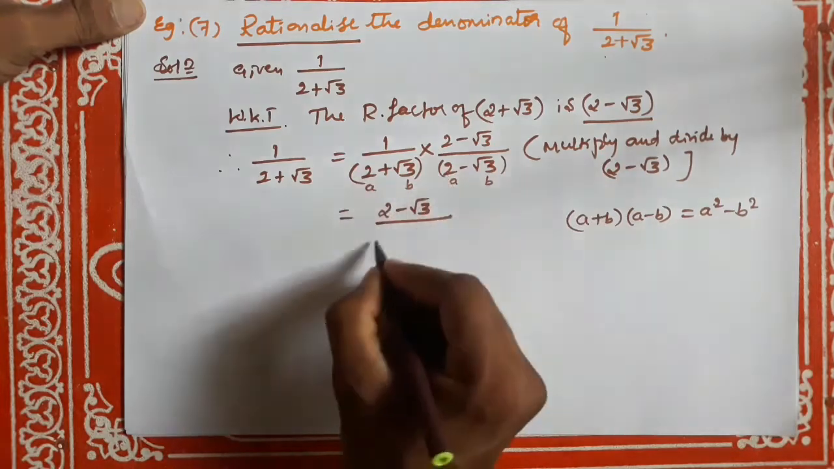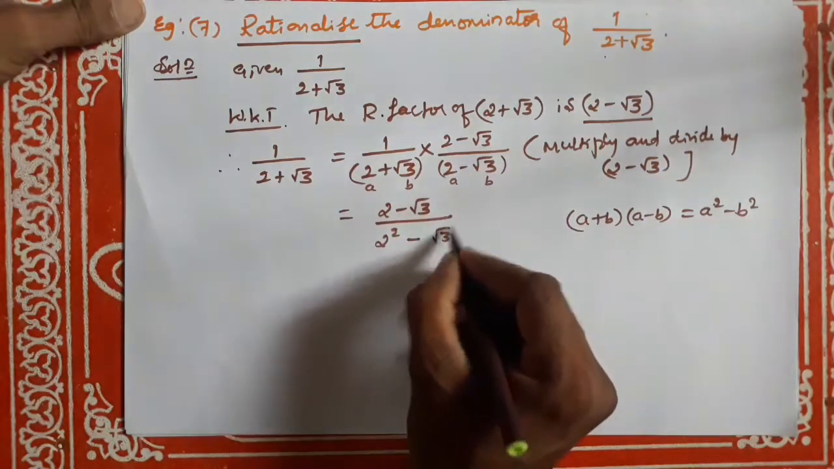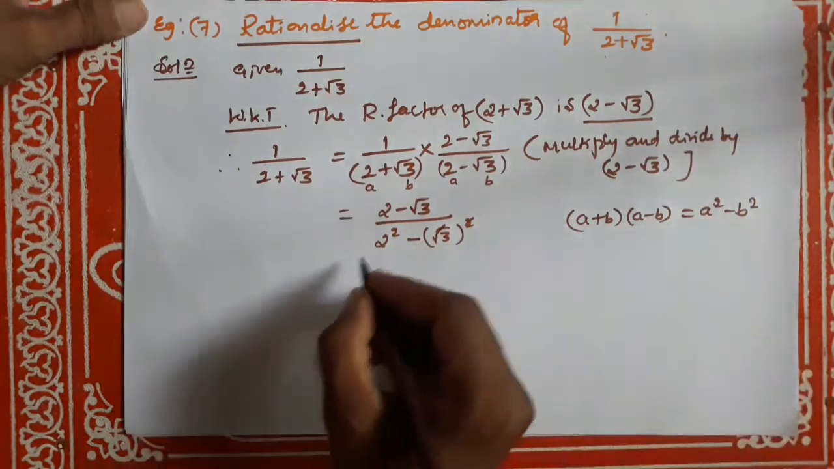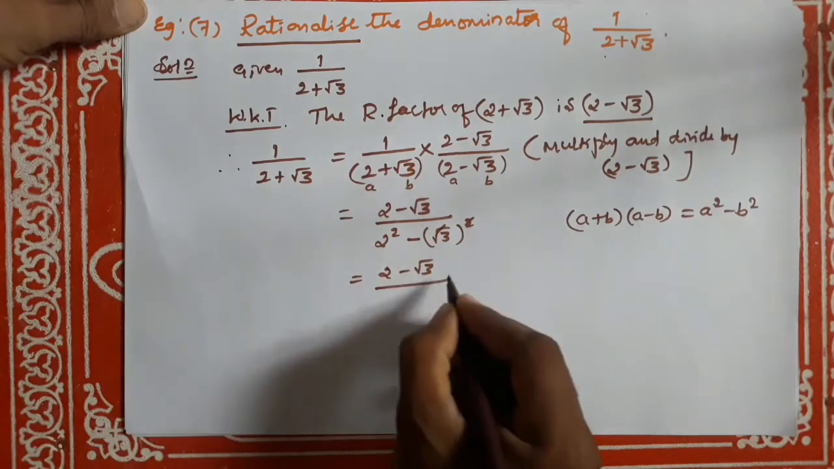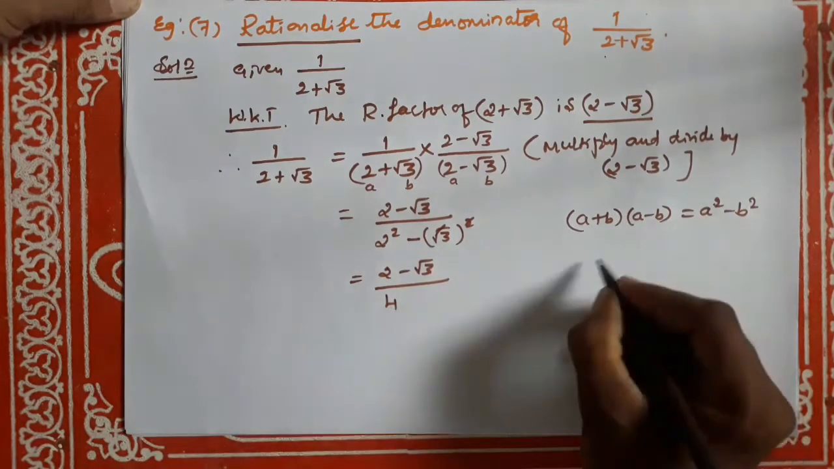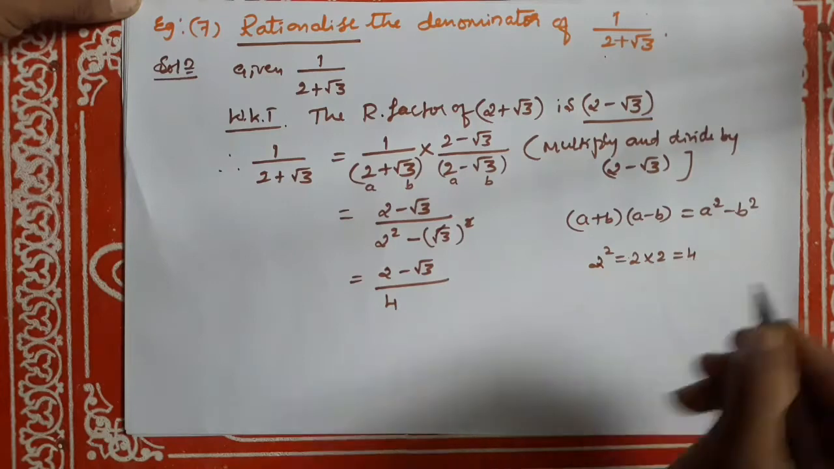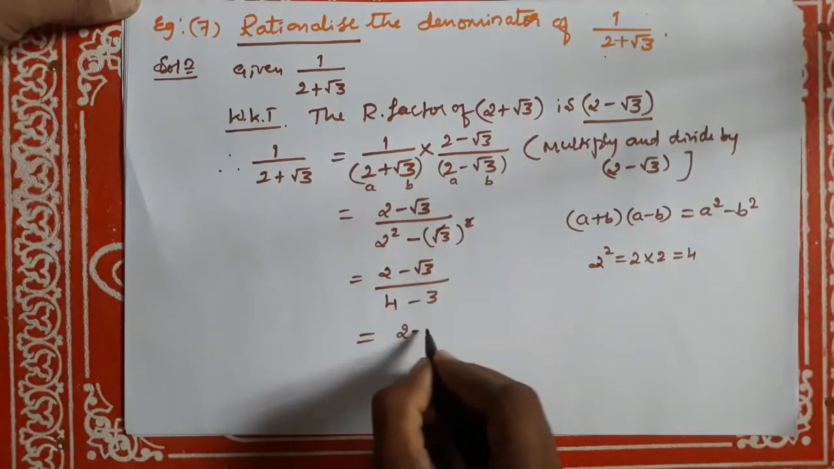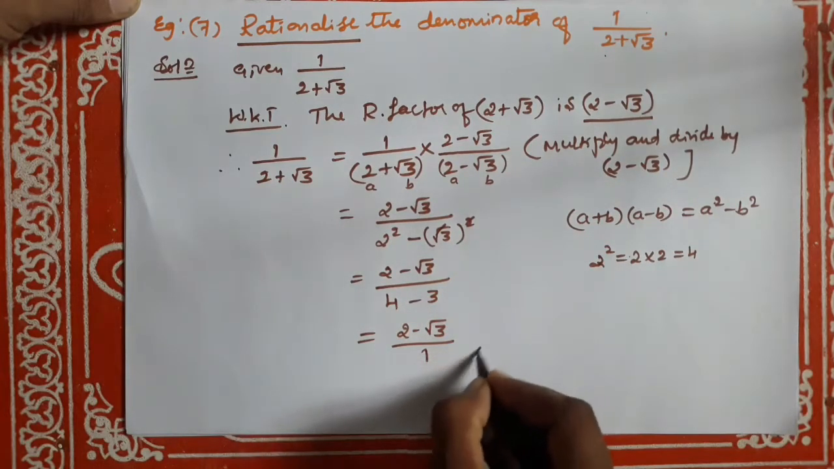So this is a, this is b. A square means 2 square minus root 3 whole square. The square and root will get cancelled. It is equal to 2 minus root 3 divided by 2 square, which is 4, minus 3. 2 square is 2 into 2, that is 4. So 2 minus root 3 divided by 4 minus 3, which is 1. This is the answer.